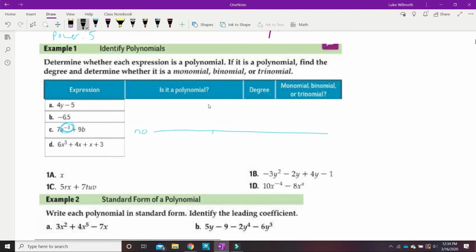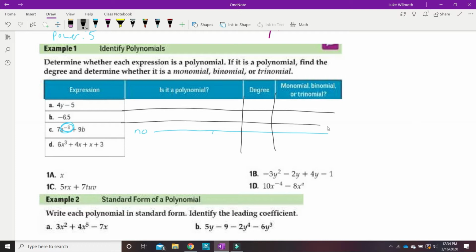Let me draw some lines here. All right. So that's the first one. C is the easiest one because it has a negative power. I don't have to do anything. All right, now let's take a look at our first one. Is it a polynomial? Yes. All the rest of them are polynomials because they don't have negative powers.